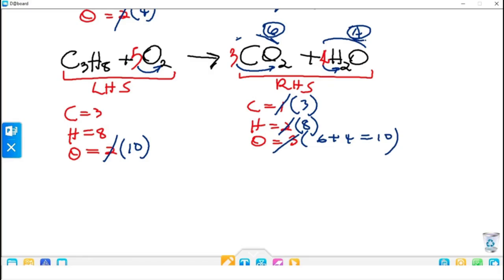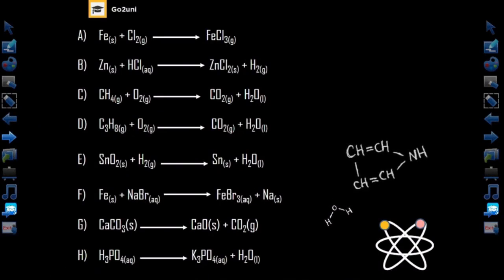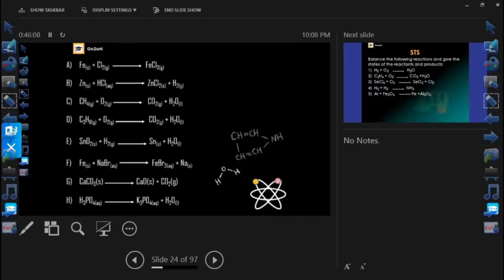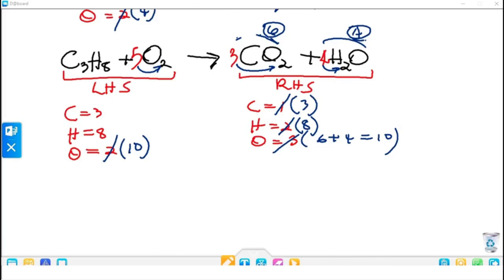So this is how chemical equations are balanced. So now we have balanced 4 equations. Let us look at the 5th equation. The 5th equation is tin(IV) oxide plus hydrogen, SnO2 plus H2, to give us tin plus H2O. So how do we balance that equation too? Let us look at it.